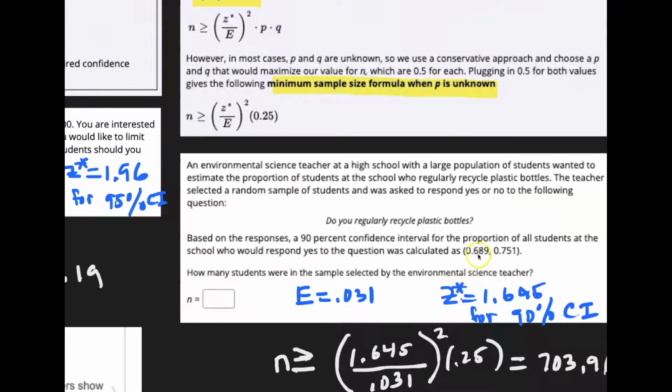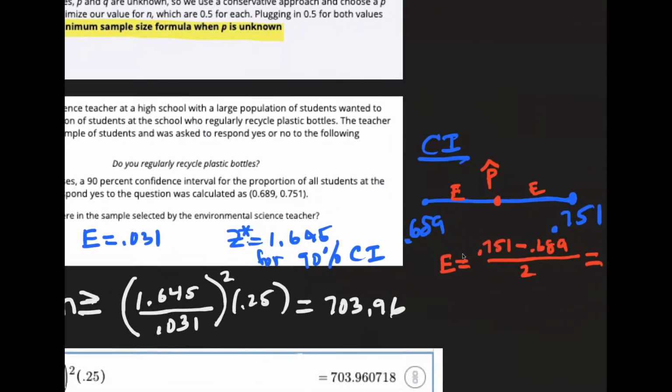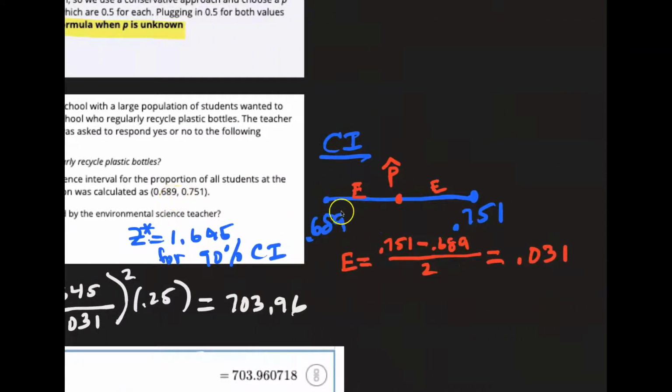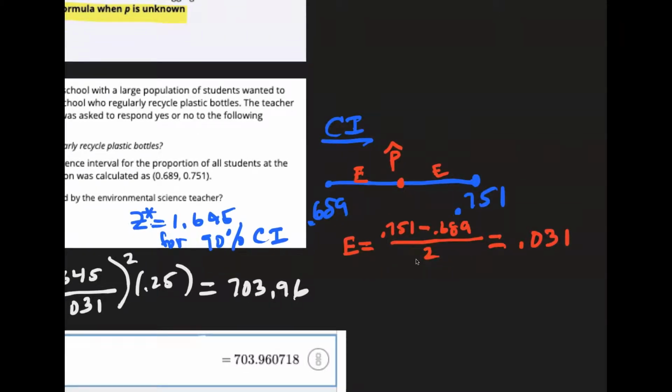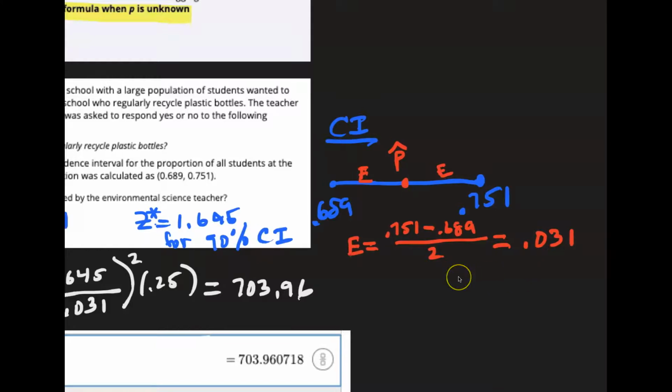In this case, we already have the confidence interval, so we can calculate the margin of error from it. My estimate is between 68.9% and 75.1%. The margin of error is the distance from the point estimate to the endpoint, the lower and upper bound. There's a simple formula that we've talked about. You just find the distance between those two: subtract the two values and then divide by 2. That gives you this length here, and so it's 3.1% or 0.031 margin of error.